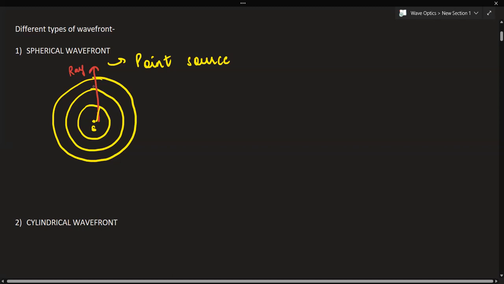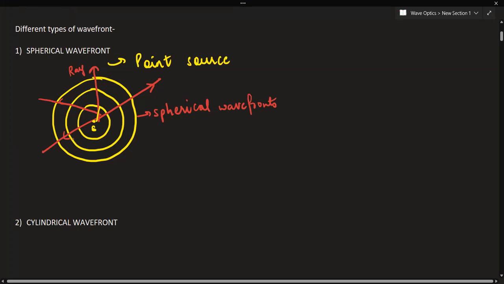A ray is an arrow drawn perpendicular to the wavefront in the direction of propagation of the wave. It's just an arrow and it's a representation. In the case of a spherical wavefront, one of the rays will be like this. Another ray will be in this way. Similarly, all the rays will be perpendicular to the surface, meaning making an angle of 90 degrees. These are the spherical wavefronts. An arrow drawn perpendicular to the wavefront in the direction of propagation of the wave is known as a ray.